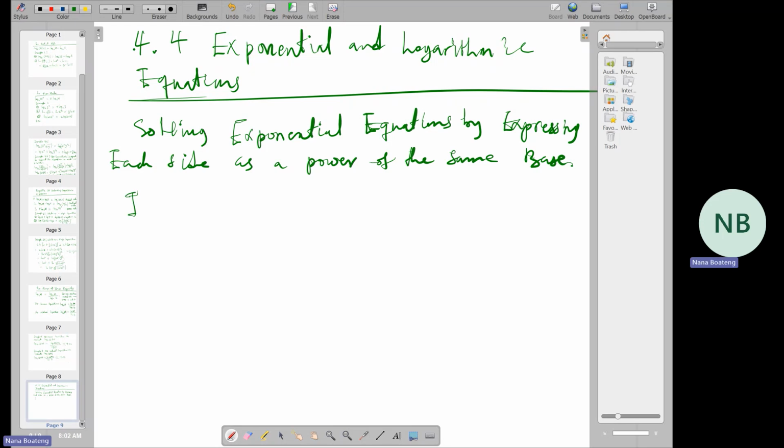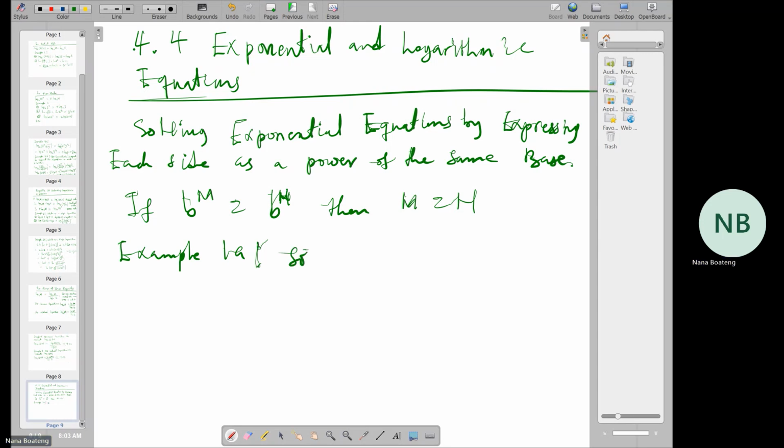Also, if b to the power m is equal to b to the power n, then m is equal to n. Example one says: solve 5 to the power 3x minus 6 is equal to 125.